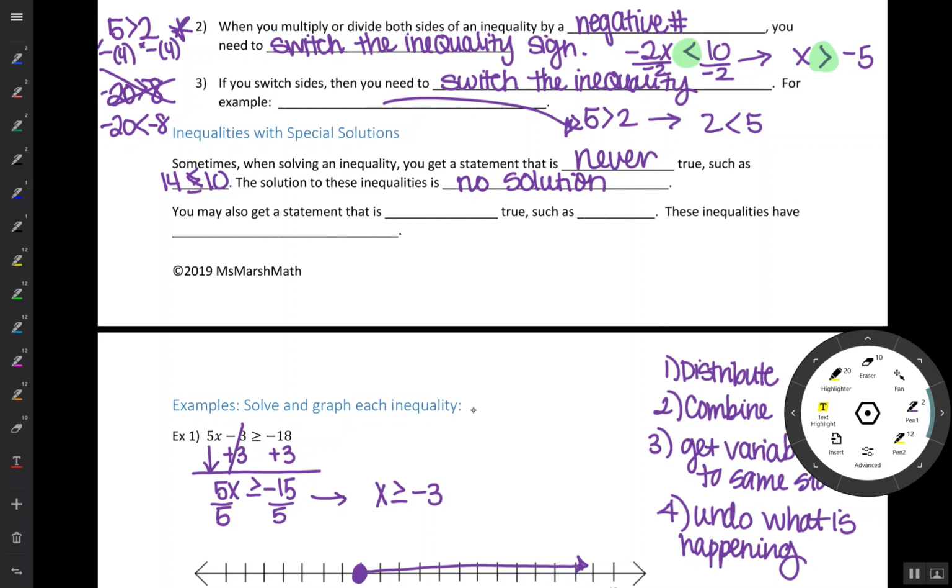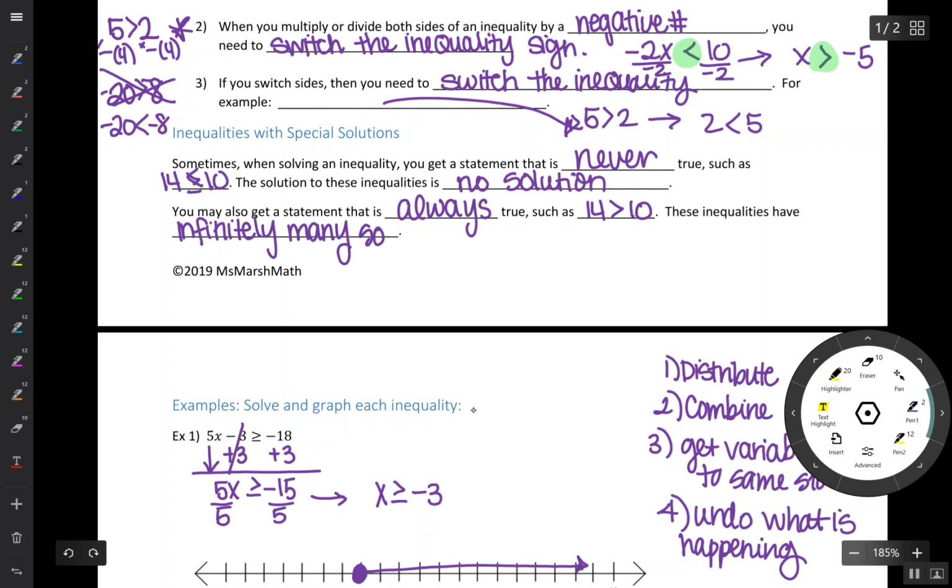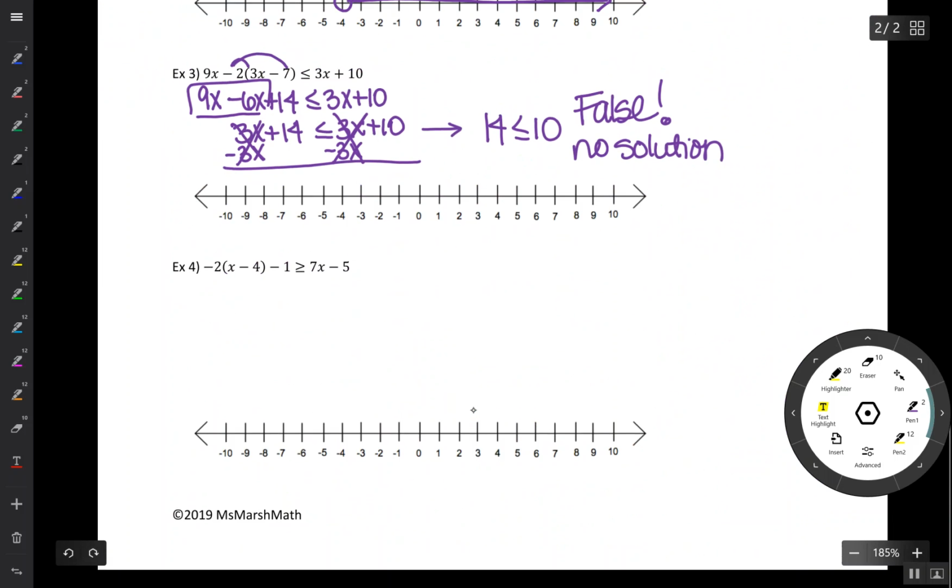If something similar happens, but it turns out that it's not false, but it is true, such that it is always true, such as, I don't know, 14 is greater than 10, that's true all the time, then these inequalities have infinitely many solutions. In other words, there's no wrong answer. We didn't get an example of that one.